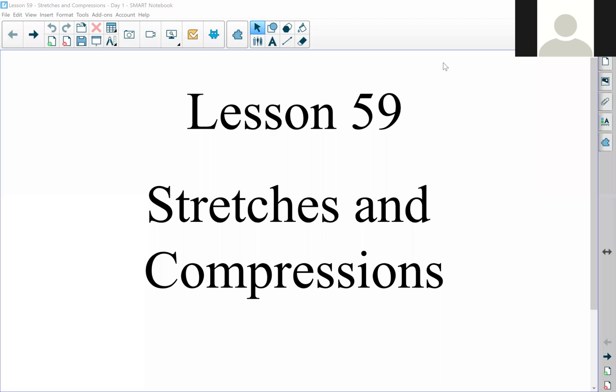Okay, so we're continuing on this transformations of functions idea. And today and tomorrow, we're going to talk about stretches and compressions. There are two different ways that we can stretch a function, and two different ways we can compress a function.